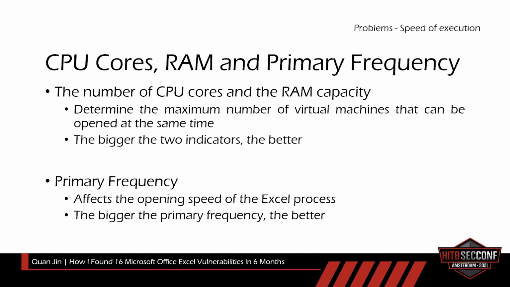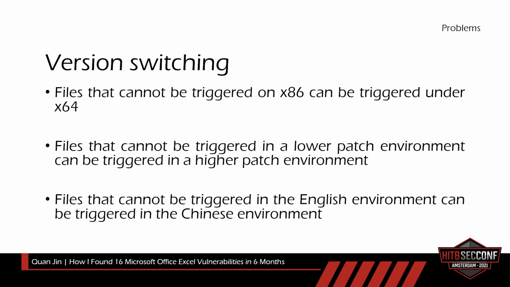During the fuzzing, it is necessary to consider the inconsistencies of processing the same file by different architectures, x86 and x64, different patches, no patch and full patch, and different language versions, Chinese and English. I mainly consider the following things.